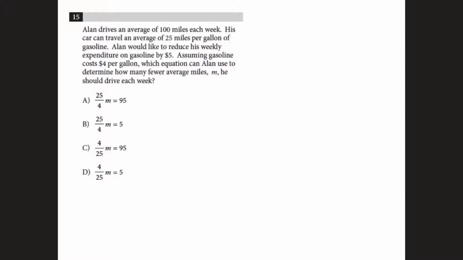If he spends 100 miles each week, and he gets 25 miles per gallon, then 100 divided by 25 would be the number of gallons that he uses. And if we multiply that times 4, which is the cost per gallon, that would equal his expenditure each week. All right, so it's miles divided by 25 times 4 equals how much he spends for gas.